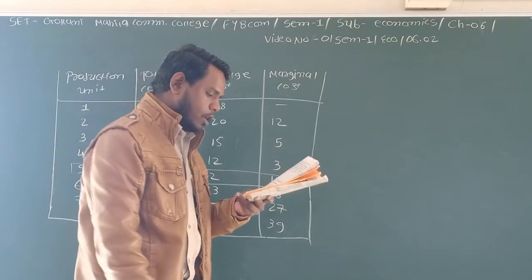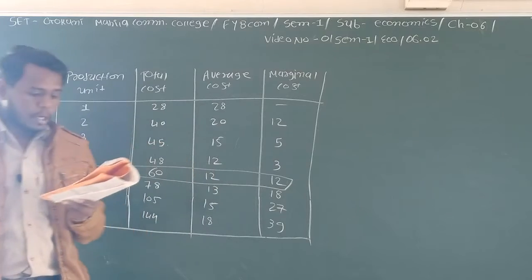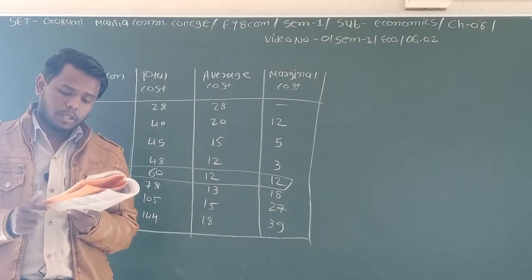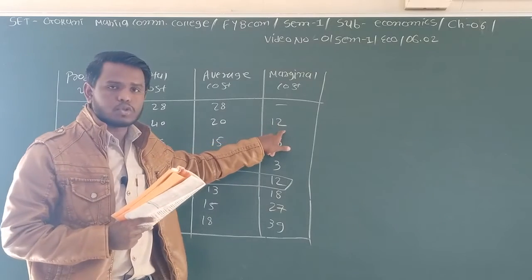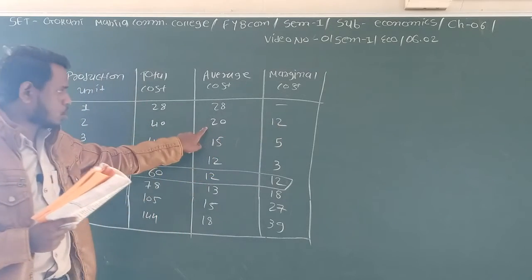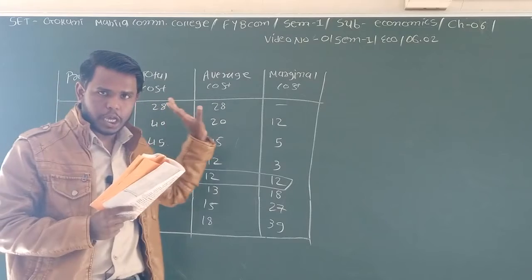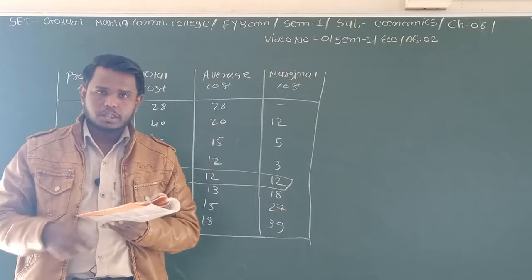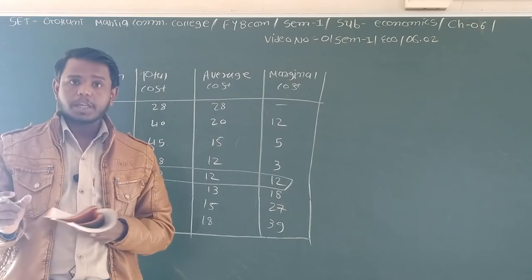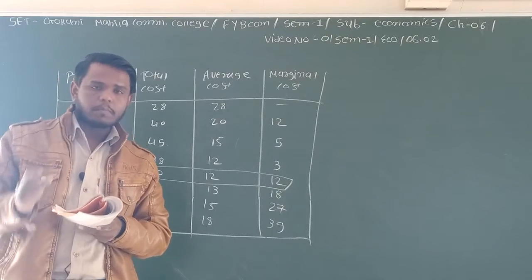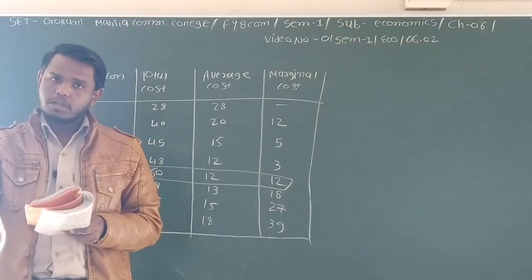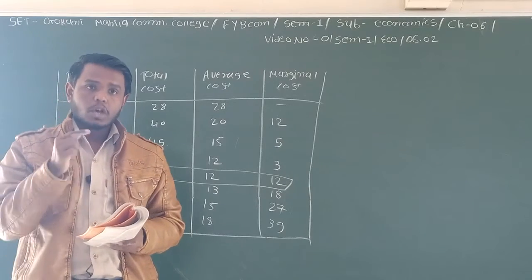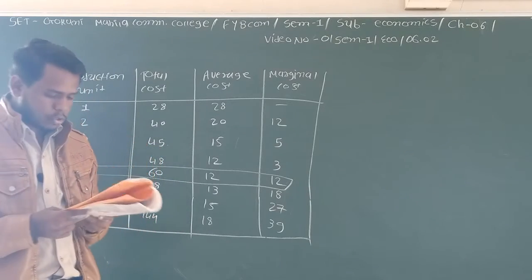In the third point, that same point is given. Marginal cost may be less than average cost from 1 to 8. Here the marginal cost is 12 and the average cost is 20. So average cost is high. It could be possible that marginal cost could be the same in comparison to average cost. Marginal cost could be higher than average cost, or marginal could be lower than average cost.